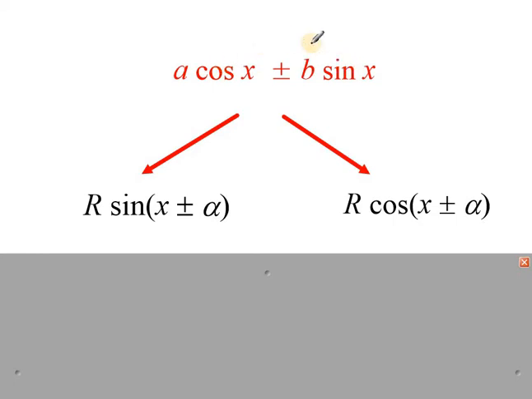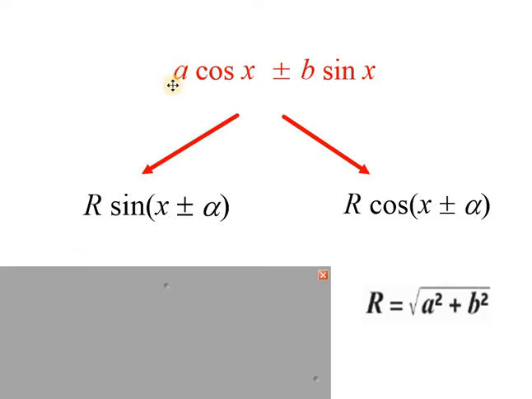So I've got a mixture of cosine and sine terms. This is just in terms of sine, this is just in terms of cosine. And the angle x, here it is, x. This plus or minus alpha here is a translation of the sine graph along the x direction, a translation of the cosine graph along the x direction. And this multiplier r is a stretch in the y direction.